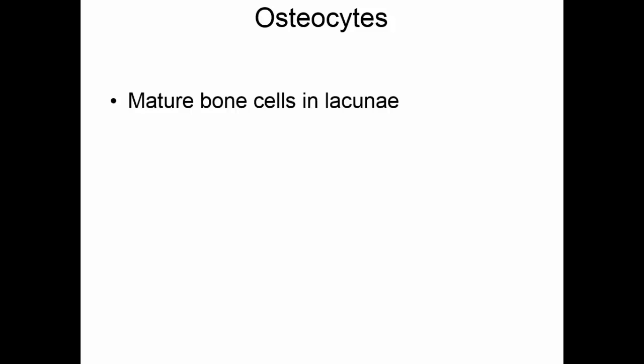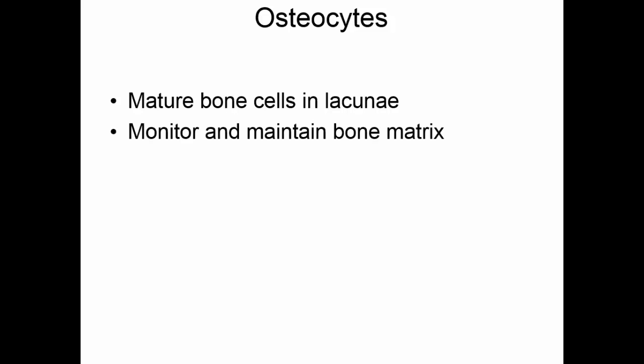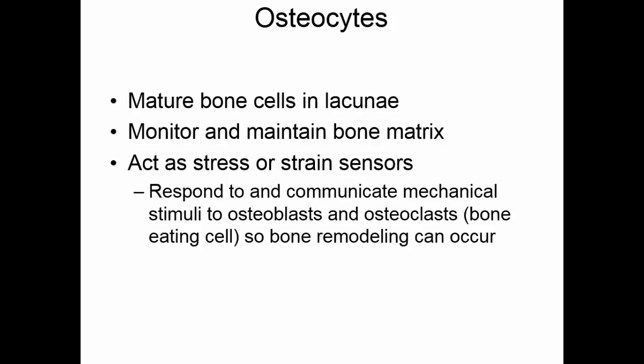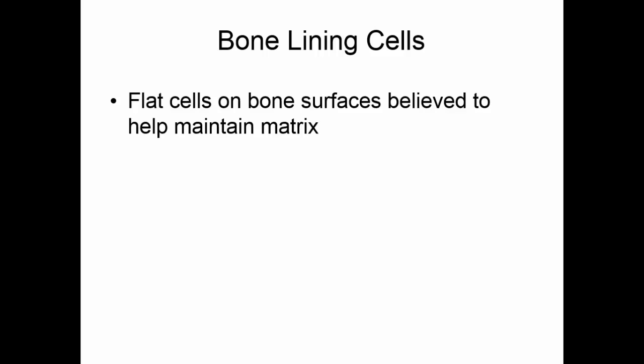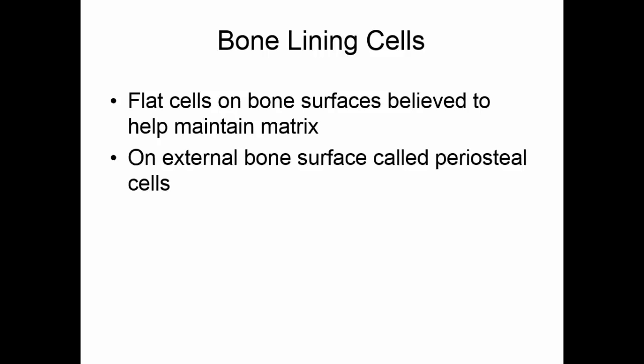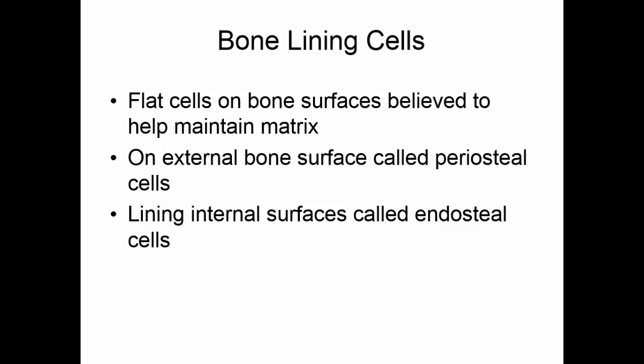Osteocytes are the mature bone cells. These are osteoblasts that get trapped in the lacuna and mature. They monitor and maintain bone matrix, but they also act as stress or strain sensors. These cells respond to mechanical stimuli and communicate with osteoblasts and osteoclasts, which are the bone-eating cells, so bone remodeling can occur. The bone lining cells are flat cells on the bone surfaces. We think that they help maintain the matrix. On the external bone surface, they're called periosteal cells, and if they're lining the internal surfaces, they're called endosteal cells.